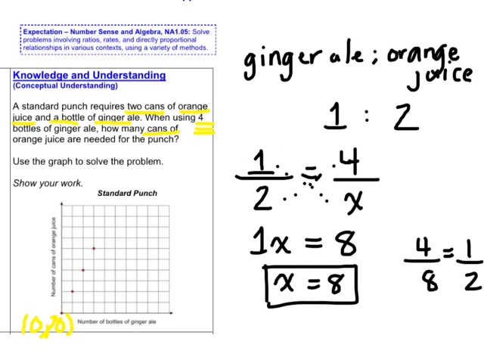And we can add this last point to our graph. We can go back to the graph. It's already here, 1, 2, 3, 4. For 4 bottles of ginger ale, we need 8 cans. You can see this point on the graph. 8 cans of orange juice. So we've just solved the problem. We need 8 cans of orange juice for the punch.